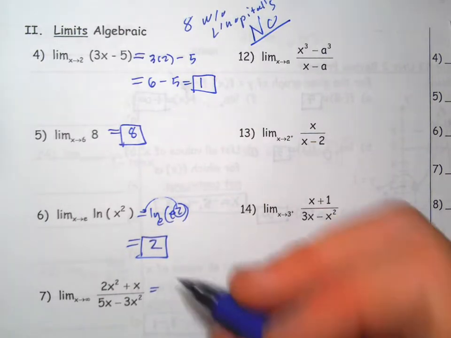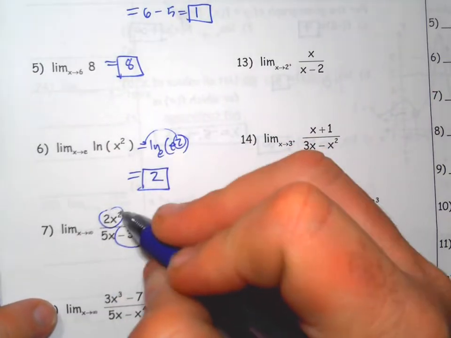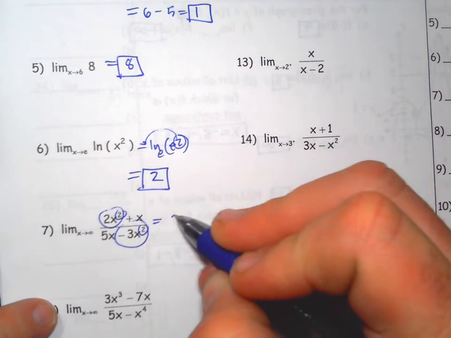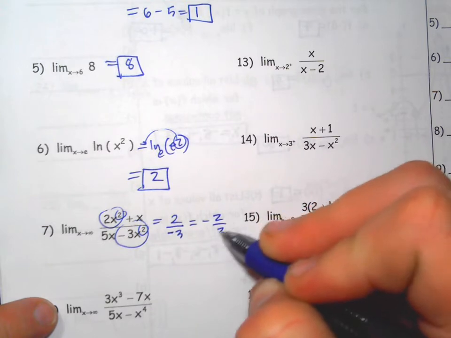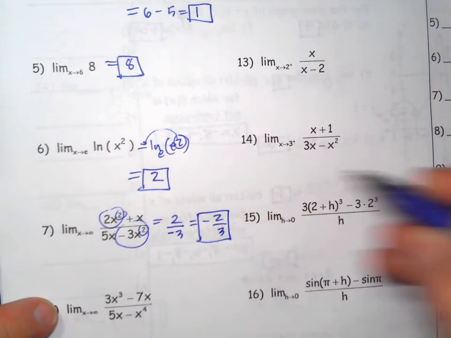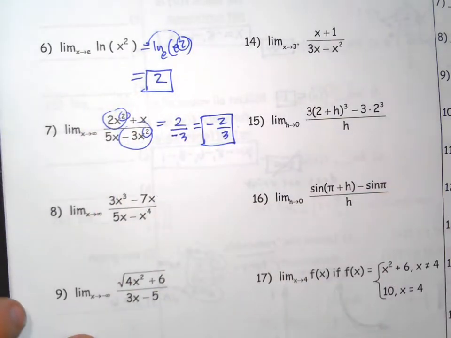Number 7, we're going to infinity, so we're looking for dominant terms. They have the same degrees, so the ratio of their coefficients. So we'll say negative 2/3. You usually don't leave the negative in the denominator of the fraction, put it in front or on top. Now, I would be expecting at the very least that you circled the dominant terms that you pointed out to me. Okay, that's super easy.